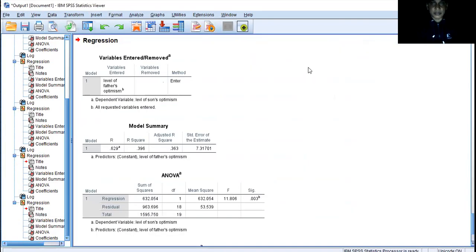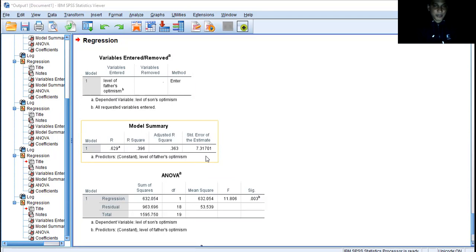This is where the data is, and this is the data before us. So we have got the data. If you look at the data, level of father's optimism is the independent variable, which is the predictor variable, and the dependent variable is the level of son's optimism. If you look at the model summary, the R value comes to 0.629 and R square is 0.396. We'll talk on that a bit later.